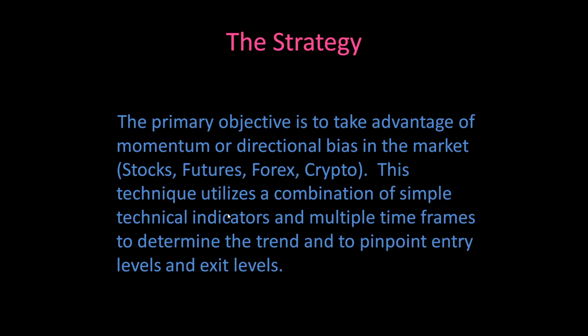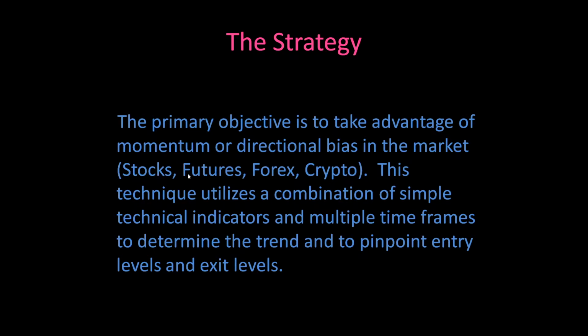The primary objective of the strategy here is to take advantage of momentum or directional bias in the market, and we can use this on stocks, futures, foreign exchange, and cryptocurrency. The examples that I'm going to show today are in the futures markets. This is my preferred market. Forex would probably be my second. Crypto, I would say, is third, even though I don't trade it, but there's a specific reason for that. And it also can work in stocks.